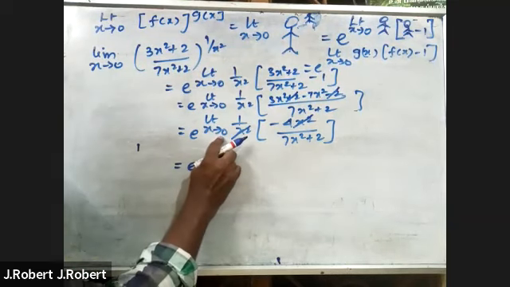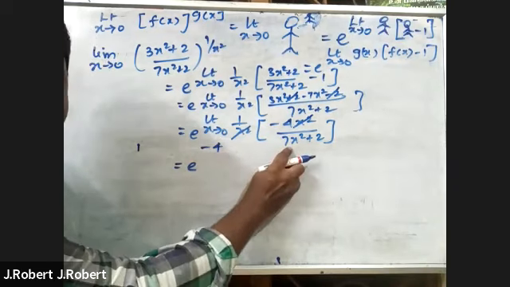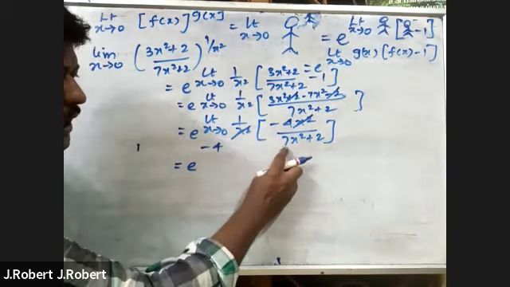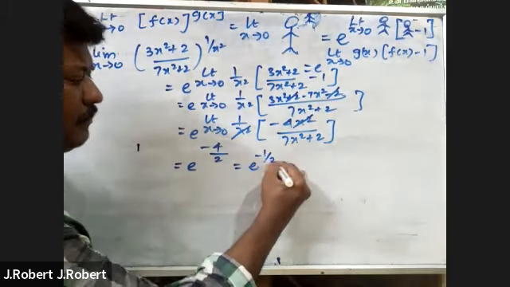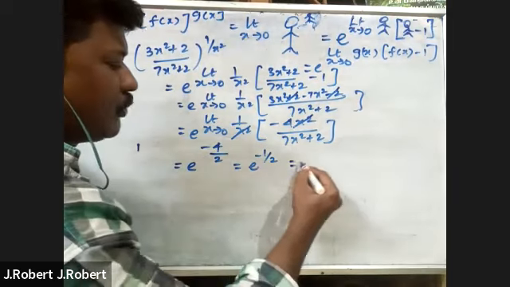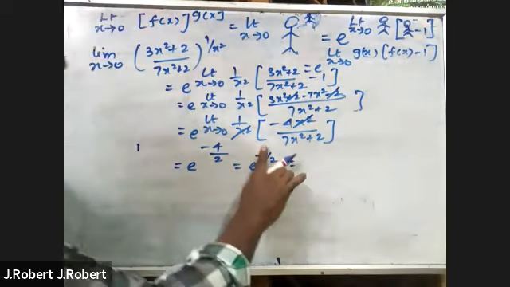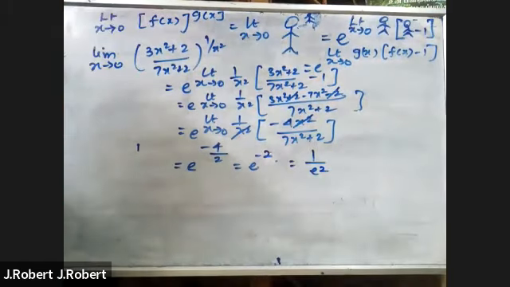Remaining in our e power, when x tends to 0 we get minus 4 by 7 times 0 plus 2, which becomes 0 plus 2. So e power minus 4 by 2, that is e power minus 2. Answer is e power minus 2, you can write this as 1 by e square. Answer is 1 by e square.